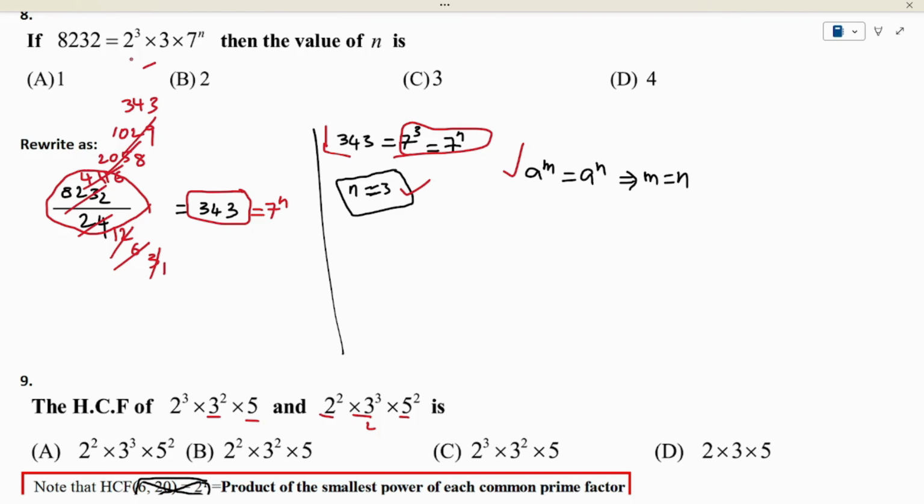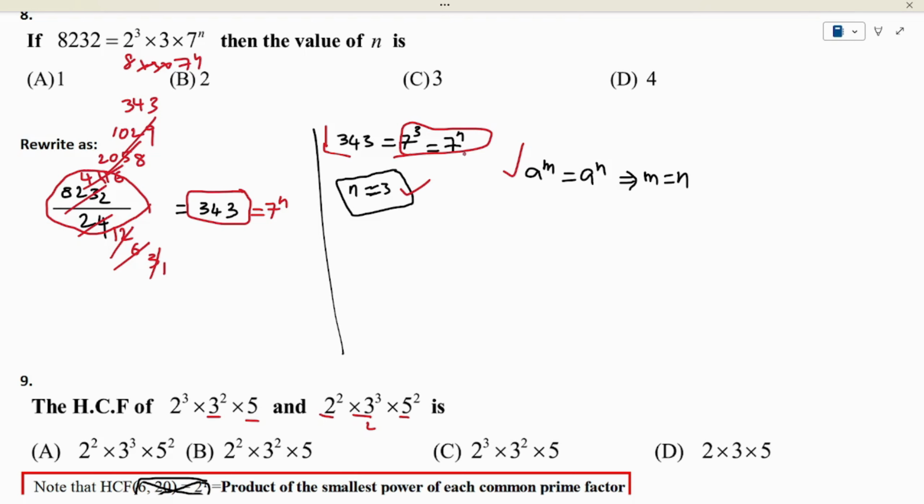We know that 2 cubed is nothing but 8 into 3 into 7 power n. By simplifying, we will get 8232 by 24. Why? Because 8 into 3 is 24. By simplifying, we will get 343. So, I can equate 343 equal to 7 power n.